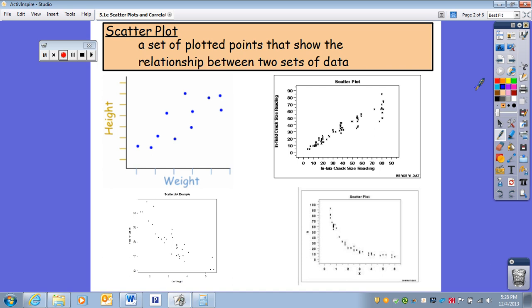Remember that a scatter plot is a set of plotted points that show the relationship between two sets of data. For example, if we take a look at this first scatter plot, it has a relationship of weight versus height. As we graph the points, it's showing that the heavier a person gets, in general, the taller the person gets.